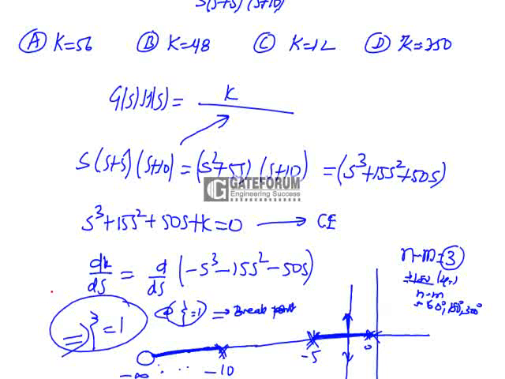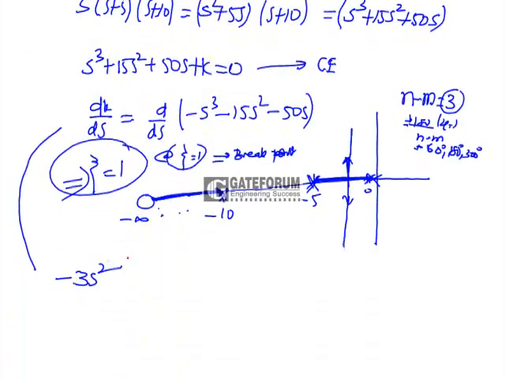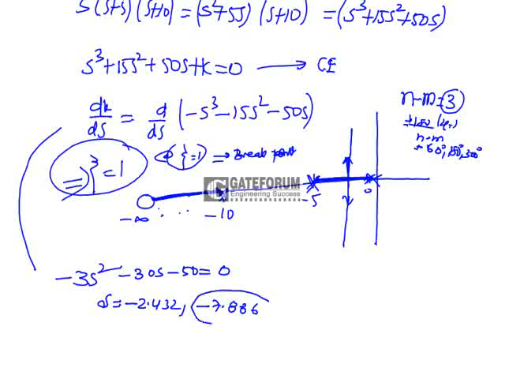Now what is dK by ds? dK by ds is given as the derivative with respect to s of that characteristic equation. So this is minus 3s square minus 30s minus 50 is equal to 0. From this we can find that s is equal to minus 2.432 and minus 7.886. If you see here, the minus 7.886 point, which lies between 5 and 10, this branch does not lie on the root locus. That means we do not consider this minus 7.886 point.